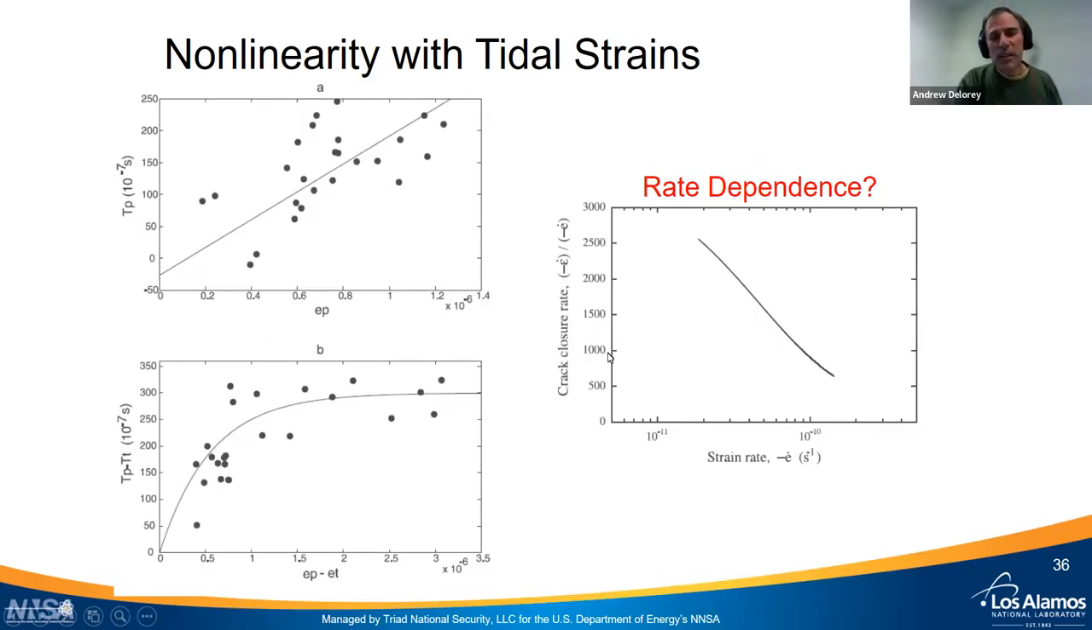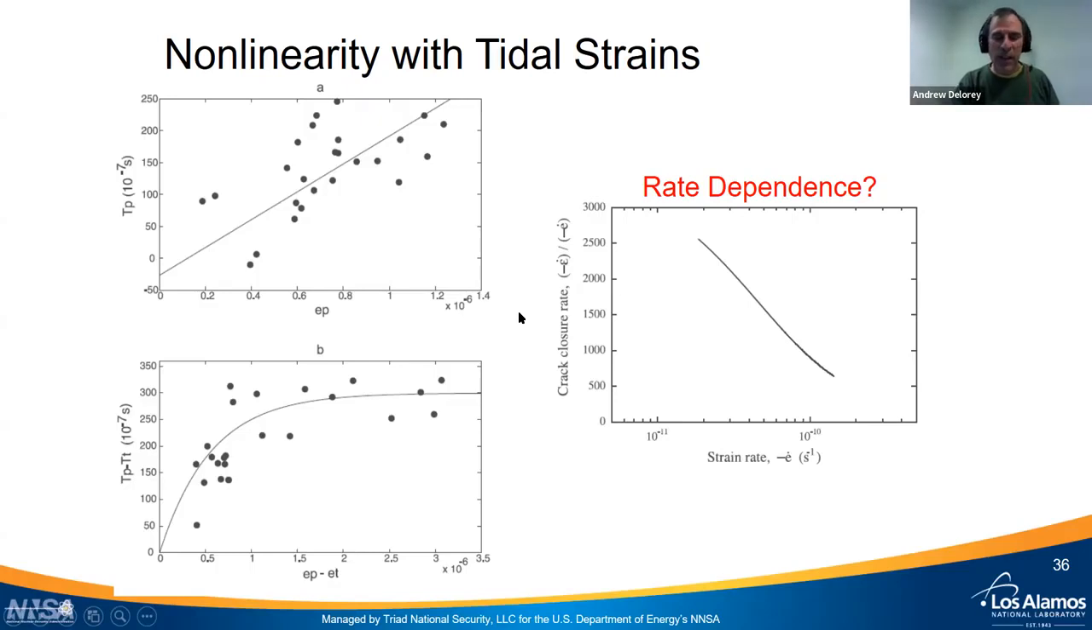Essentially, I'll draw your attention to the right-hand axis here. What they say is that when the strain rate is higher, the crack closure rate is lower. You can almost think of the strain rate as the peak-to-peak amplitude, because the period is essentially always the same, and so the rate and the peak-to-peak amplitude go with each other in terms of magnitude. They talk about this as having some kind of rate dependence. And if you think about it in these terms, it is a rate dependence, but I'm not sure that that's the right way to think about it.